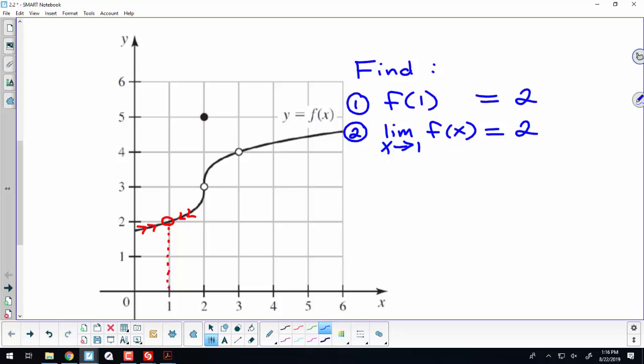Are there any questions on that? Again, the difference is, as opposed to evaluating a function where you just say what is this value, when you compute a limit, you're just asking yourself, what is it getting closer and closer to? I don't care what it's equal to, just what is it approaching?